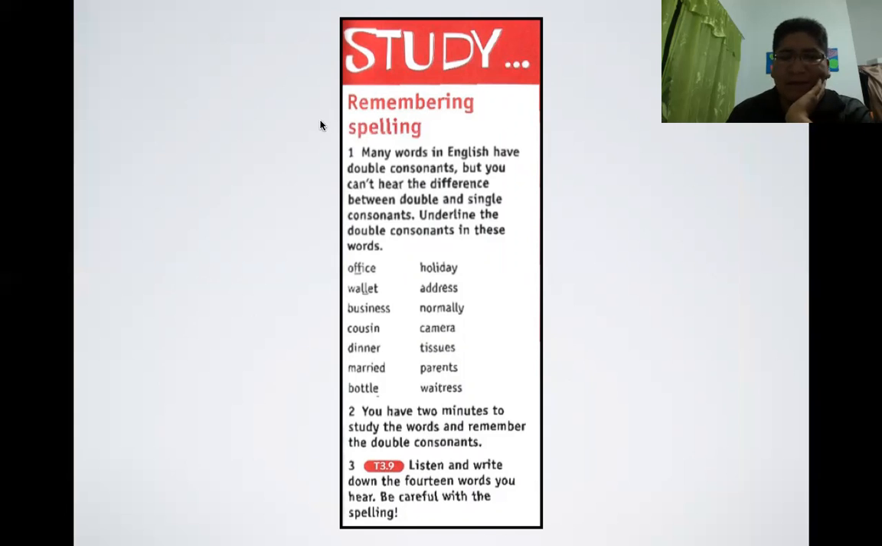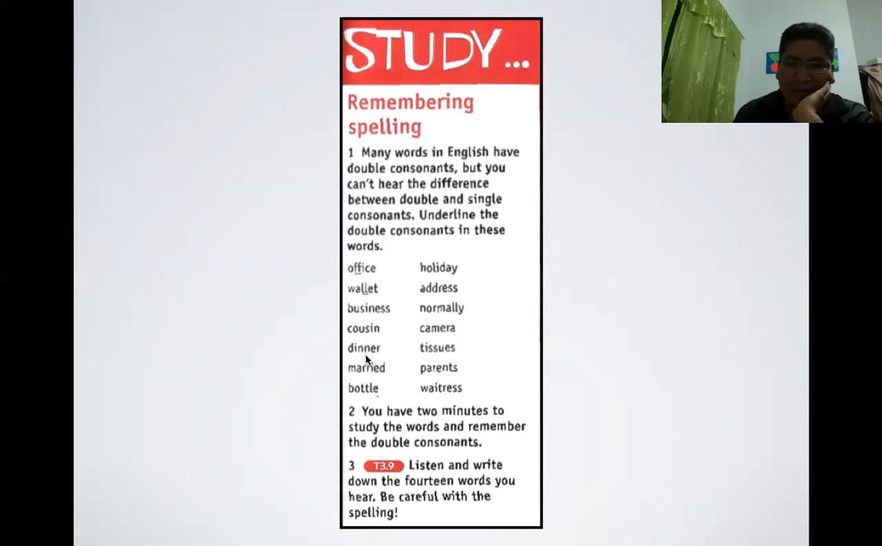The study part is about spelling. Remembering spelling. Many words in English have double consonants, but you can't hear the difference between double and single consonants. Underline the double consonant in these words. For example, office. The word office has 2 F. Office. Wallet, double L, wallet. Business, double S. Cousin, no problem.